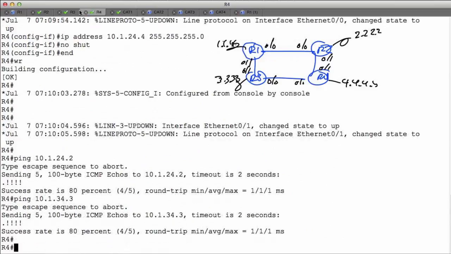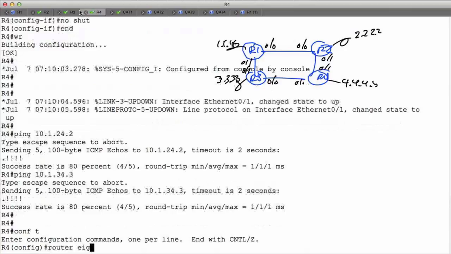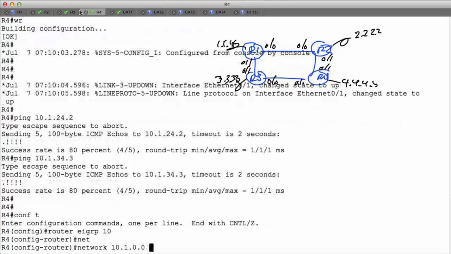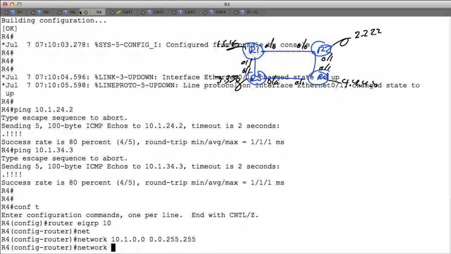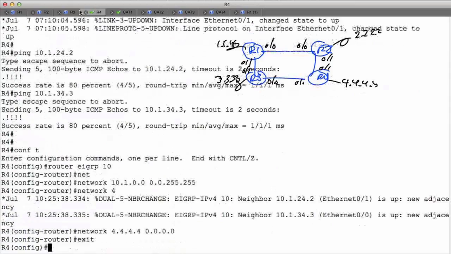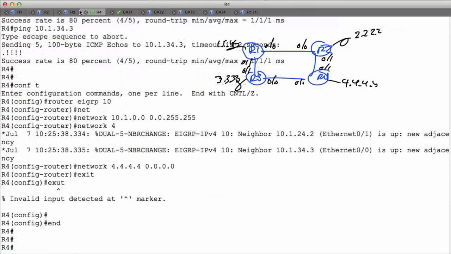So over here, let's do the final configuration on R4. So it's going to be config t, router eigrp 10, network 10.1.0.0 0.0.255.255, and network 4.4.4.4 match exactly. So now what I'm going to end up having here is between R4, R3, R2, and R1, I have peering relationships. Let's explore those.